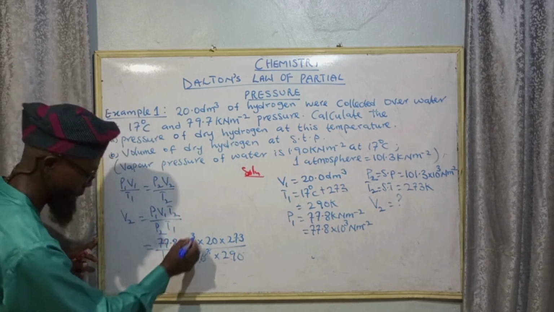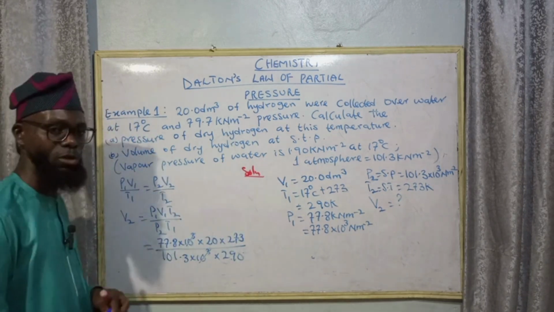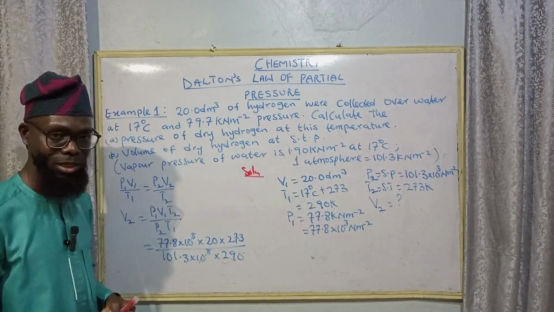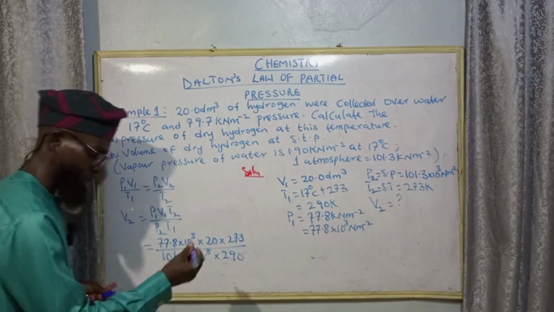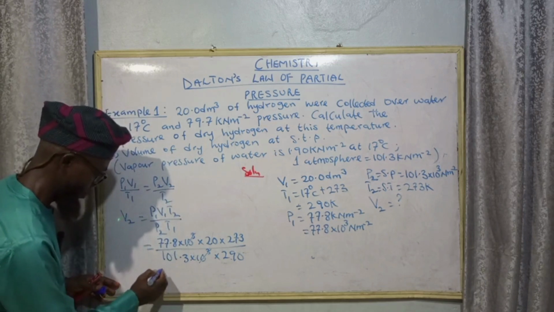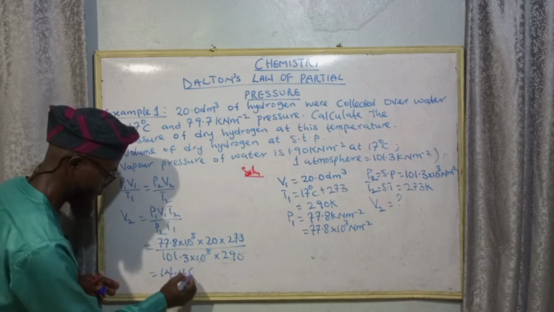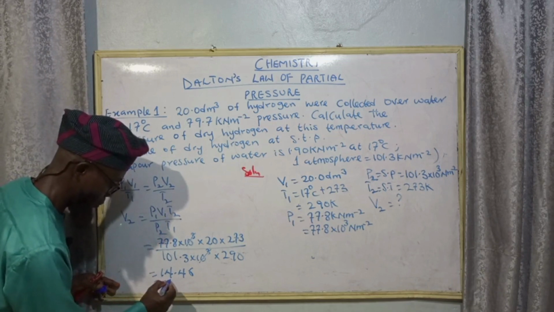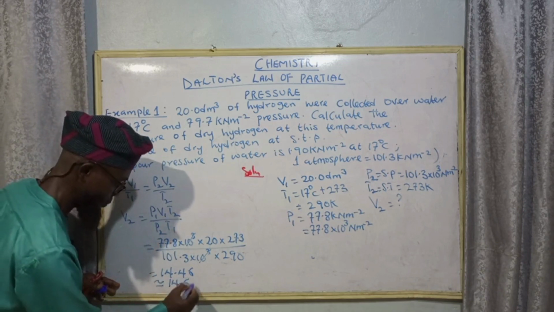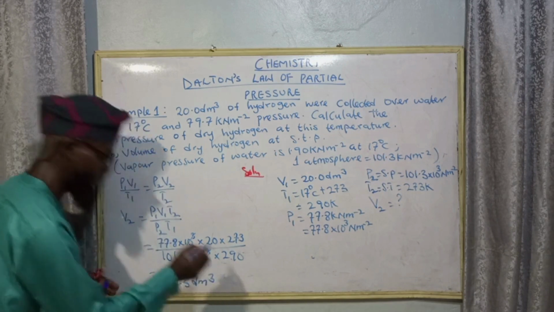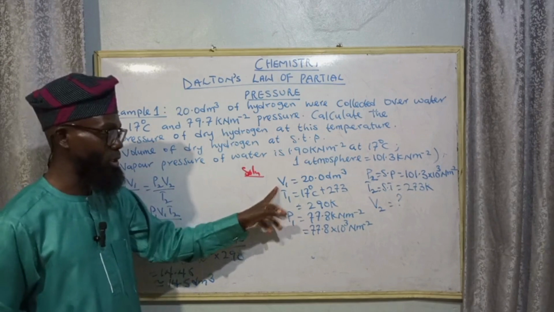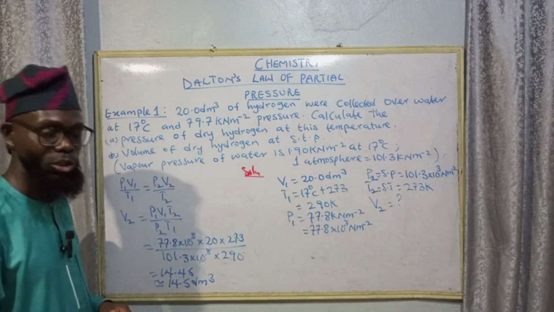So this goes in this. So we have to multiply the numerator and divide it by the denominator. So try to solve it and tell me what we have. Our value is 14.46, which can be approximated to 14.5 decimeter cube. It's in decimeter cube because our initial volume here, V1, also is in decimeter cube.